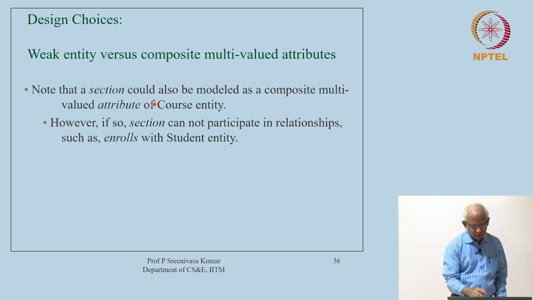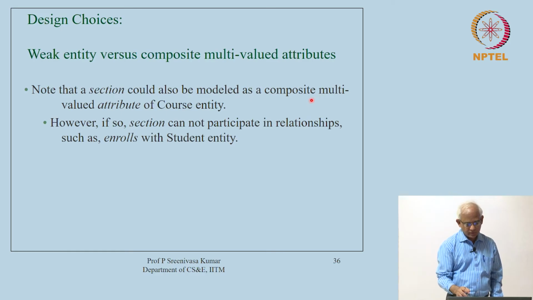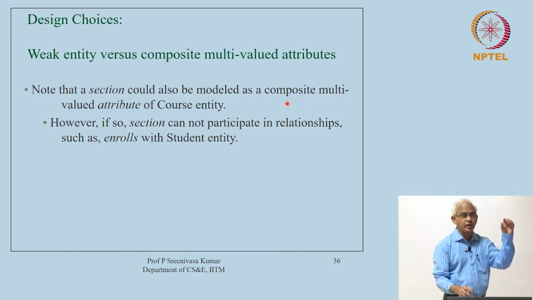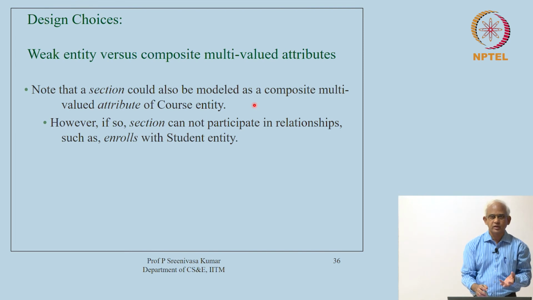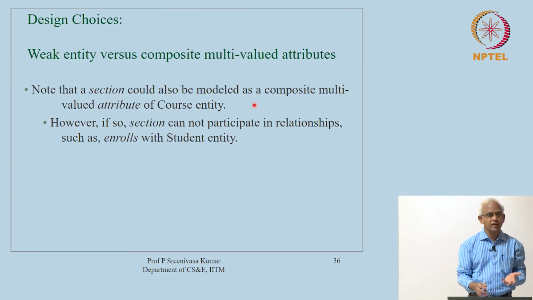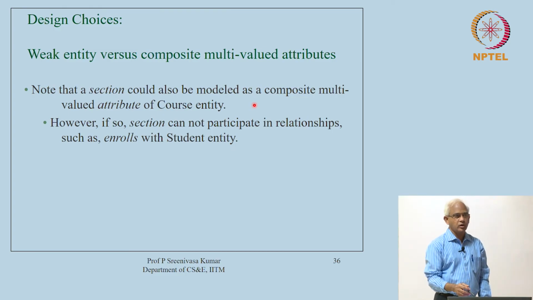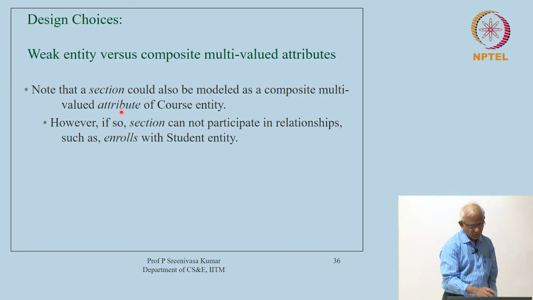Okay, if you do that, then recall that attributes do not participate in relationships. So the section becomes a multivalued attribute, and then it cannot participate in a relationship. So what about enrolls, and what about teacher and teaching, that relationship and all that? It becomes difficult to model those things now.